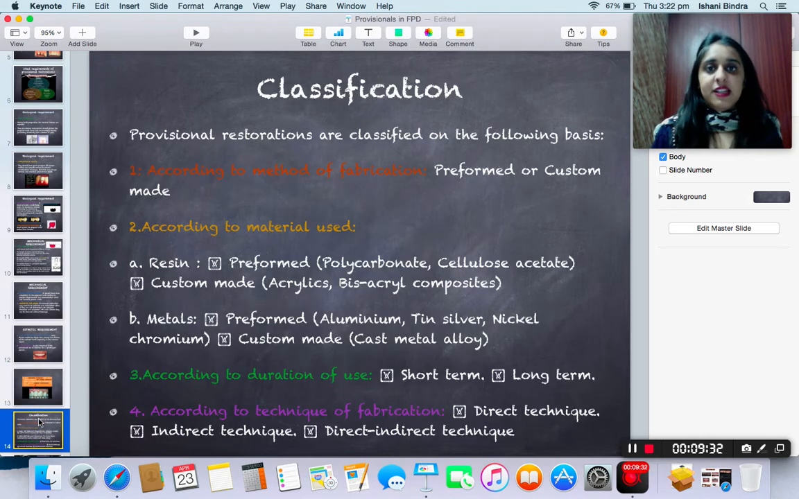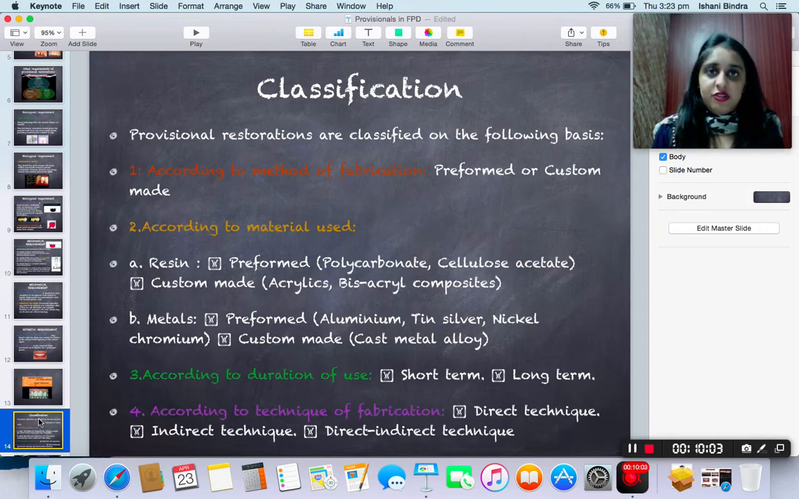Now, how do we classify the provisional restorations? They can be classified according to the method of fabrication, that is preformed, which are commercially available, or custom made. Custom made means made especially for a particular patient. According to the material used, they can be classified. The material can be resin based material, again it may be classified into preformed or custom made, or metals, again preformed or custom made.